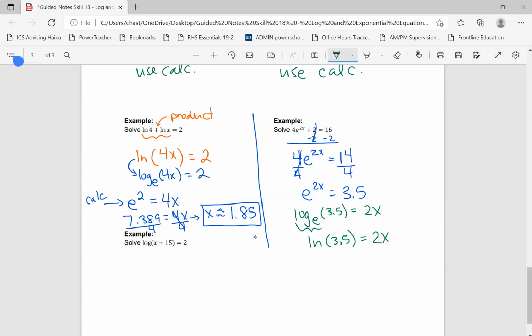Okay, so now I'm going to use my calculator and figure out the natural log of 3.5. That's about 1.253. Divide by 2, and we get x is about equal to 0.63.